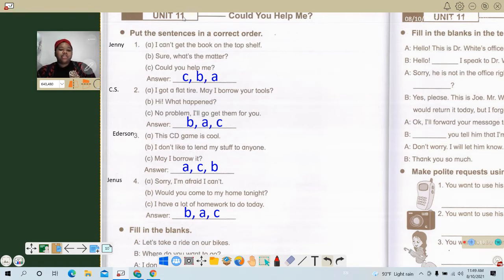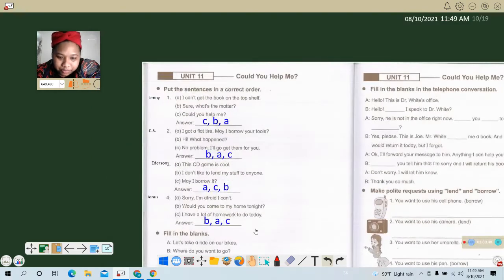Okay. Great job. So, could you help me? Sure. That means yes. What's the problem? What's the matter? I can't get the book on the top shelf. Okay, so this is the answer for 1, 2, 3, and 4 on page 41, part A.